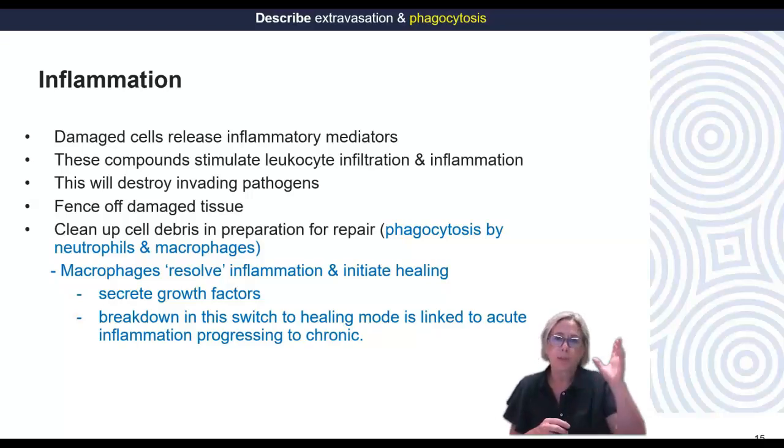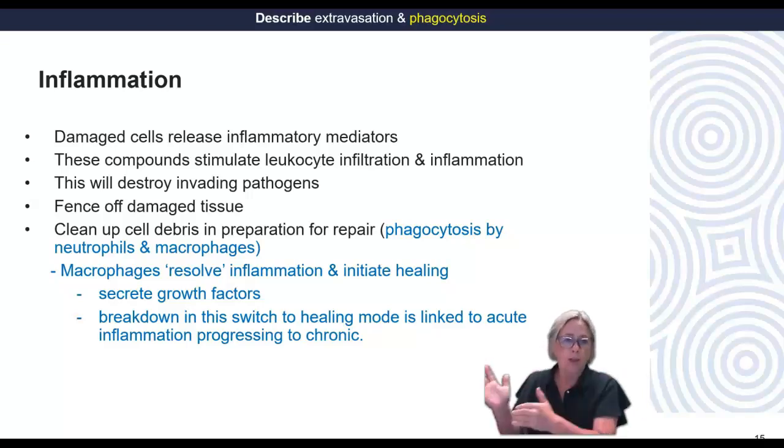Now, macrophages play an important role in promoting inflammation, but they also play an important role in resolving inflammation and initiating the healing process due to the secretion of growth factors. And it is thought that there is sometimes a breakdown in this switch to healing mode that's linked to acute inflammation progressing to chronic inflammation. So it's thought that the macrophages kind of lose the message to go into healing mode and stay in that pro-inflammatory mode, secreting chemical mediators and phagocytosis sort of phase, rather than going to healing.